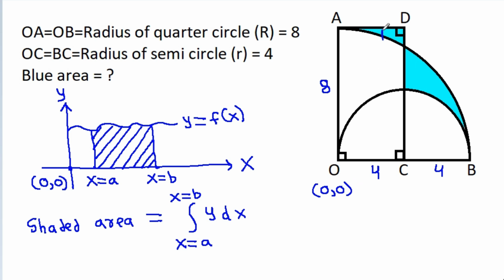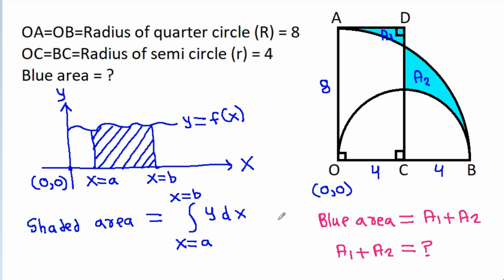and suppose this area is A1 and this area is A2, then the blue area will be equal to A1 plus A2. So we have to find A1 plus A2.